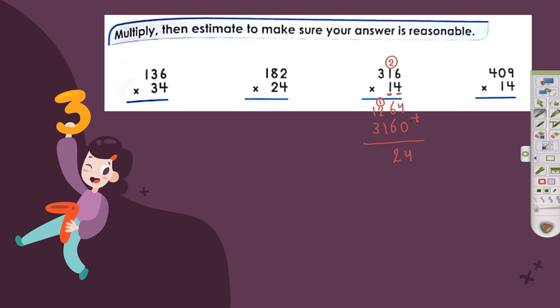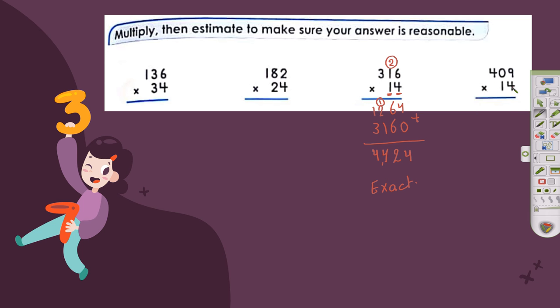1 plus 2 plus 1 equals 4. And 1 plus 3 equals 4. So the answer here is 4,424. This is the exact number. Okay? This is the exact number. Now, let's solve the other one.